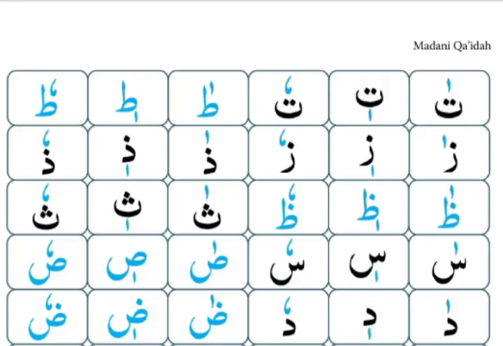Next line. Za khada zabar za, za khada zer zi, za ulta pesh zu, za zi zu. Zal khada zabar za, zal khada zer zi, zal ulta pesh zu, za zi zu.